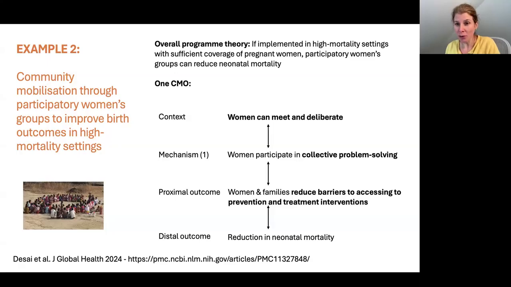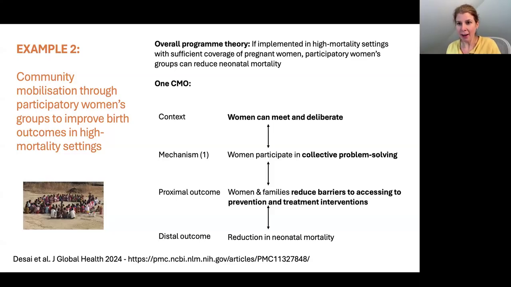So in contexts where women cannot meet or deliberate, for example, in informal urban settlements where they don't have the physical space to meet or they don't have the time to meet because they're busy with lots of jobs, that contextual component isn't there. So the intervention doesn't really happen.